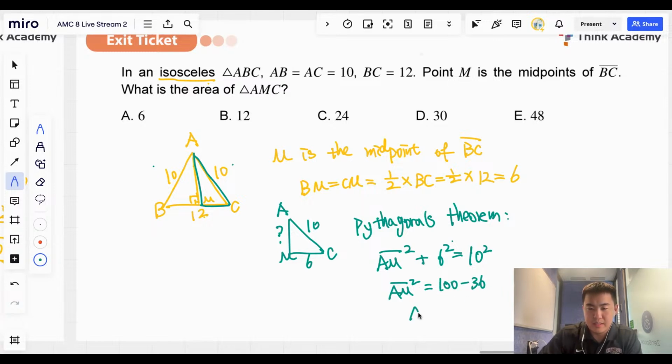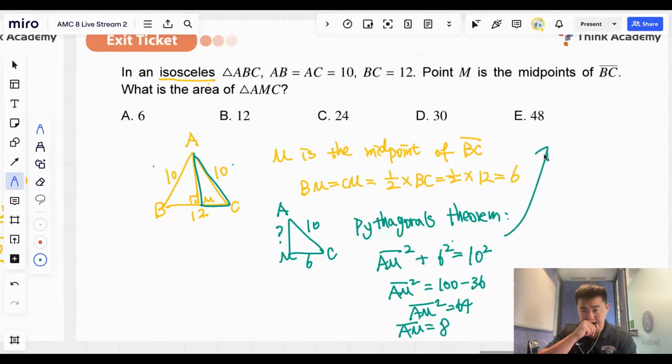So that's basically saying AM squared is 64. So which number has its square to be 64? It's 8, right? So AM is equal to 8. Okay, so that's the important finding. Sorry. Let me continue here.